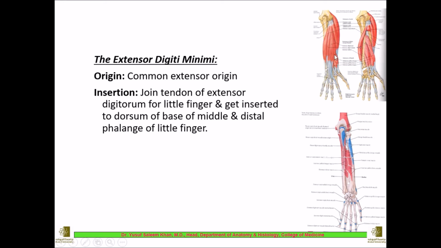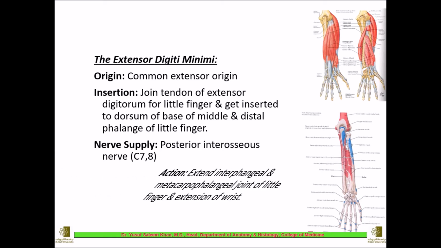Okay, so because it joins with the slip of the extensor digitorum which is going to the little finger, it gets inserted in a similar fashion to that of the extensor digitorum, only in the little finger, not to the other digits. Okay, so that's what is called extensor digiti minimi, and this is also supplied by the same posterior interosseous nerve, which is a branch from the radial nerve.